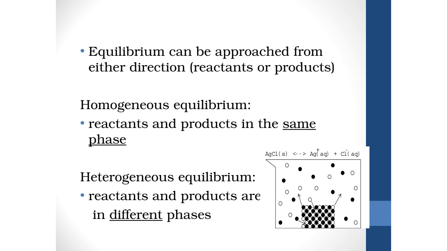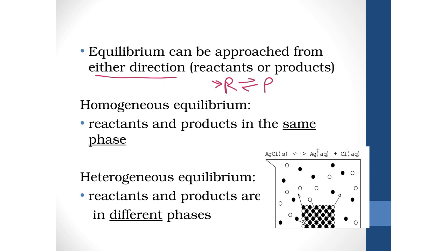A couple other key points about equilibrium is that it can be approached from either direction. So typically we are going from reactants into products. And we'll usually start with amounts of reactants and do some calculations from there. But just be aware, you could approach it from the product side, right? You could start with some products and have some amounts of those, and then work and try to figure out the amount of reactants that you have. So you can approach it from either side.